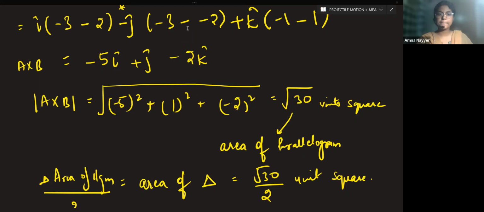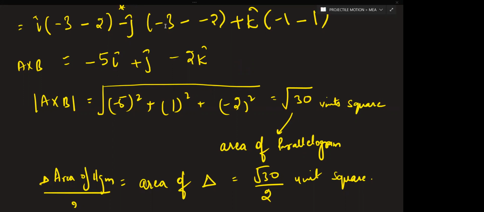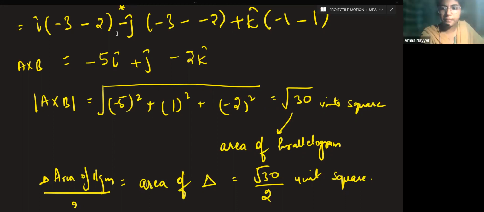Done? Yes, class? Done? Or are you people writing? Okay, scroll up a bit. Done, ma'am. If anybody is writing, just stop me. Okay, otherwise let's start with your projectile motion.